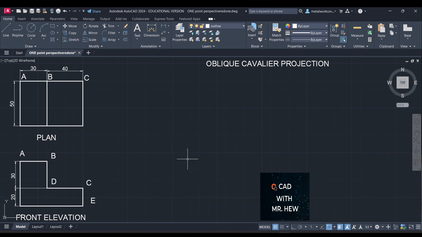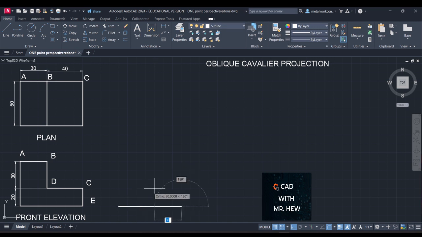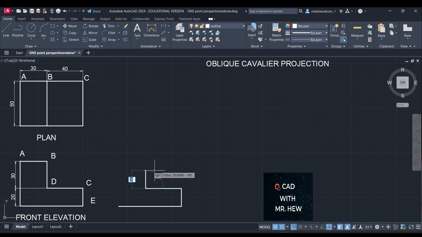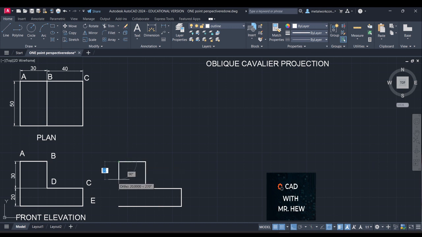Okay, now the first thing we're going to draw is the front elevation. Okay, so I'm going to draw my front elevation. So here we are. All right, we need what? 70 millimeters. All right, then we need 20 millimeters. Then we need 40 millimeters. Then we need 30 millimeters. Then we need another 30, yes, 30 millimeters. And then we need 50 millimeters to close the figure. All right. So what we have done, we have drawn the front elevation of the object which was given in third angle projection.